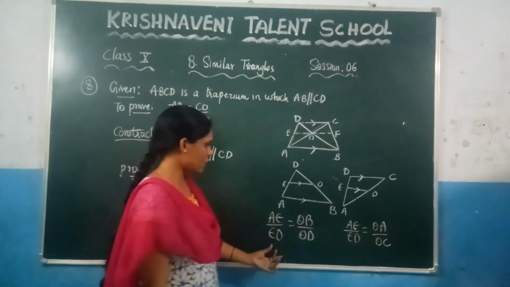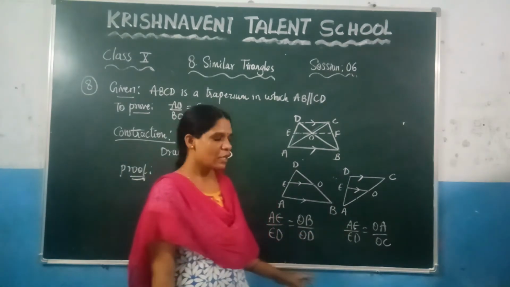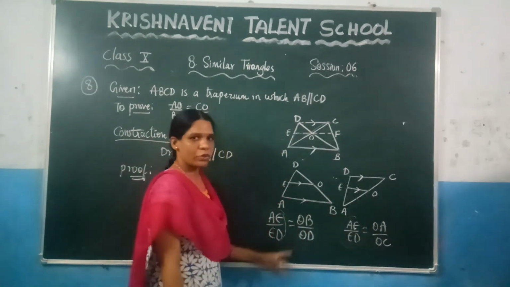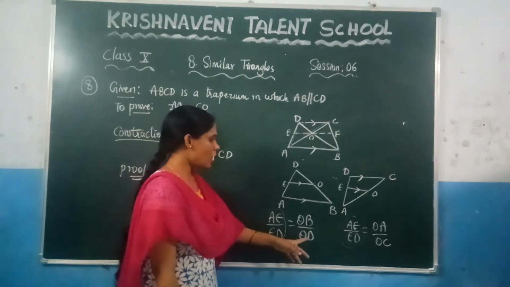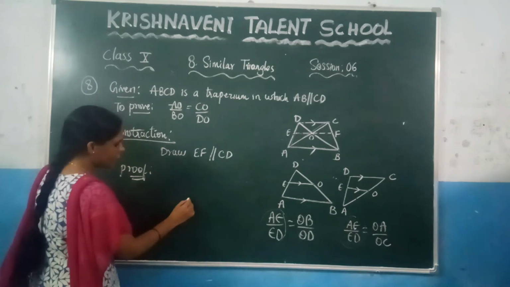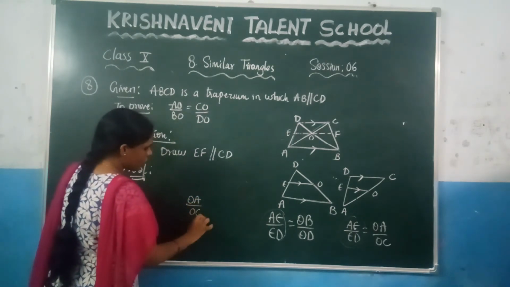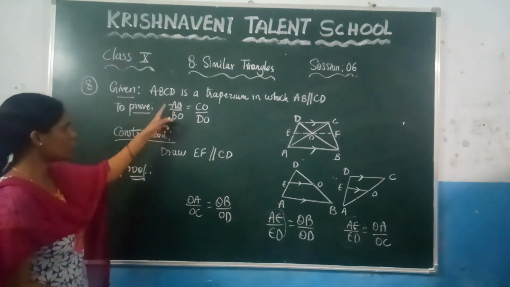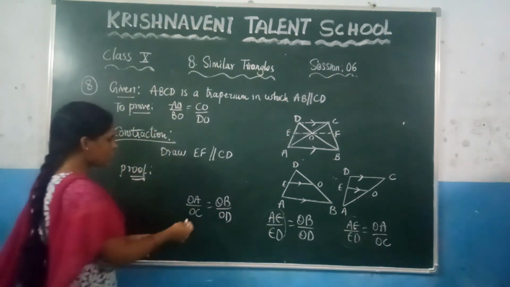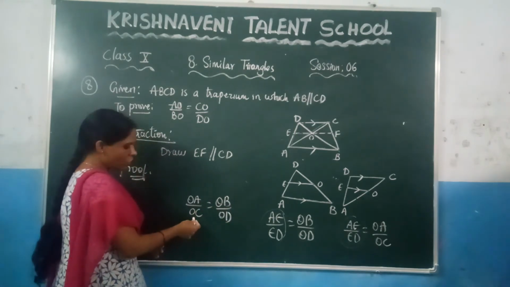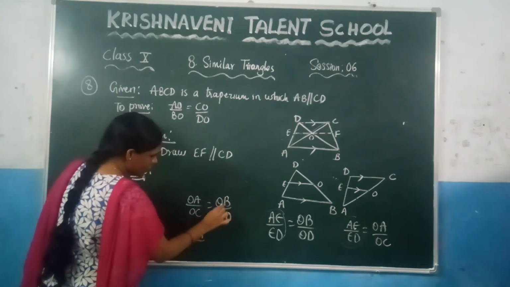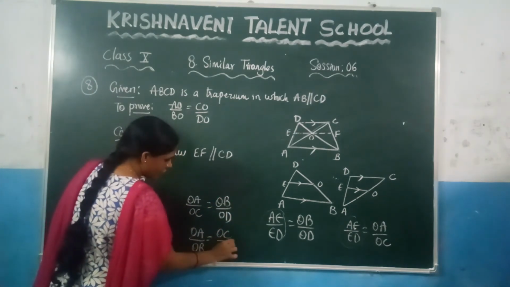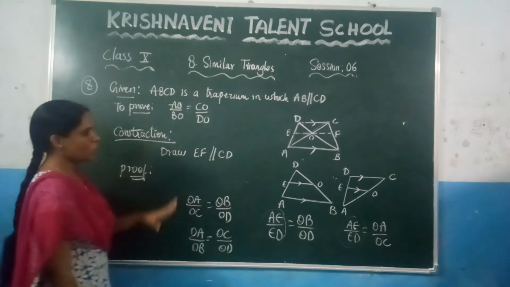So here you got one equation and here you got one more equation. Now you can observe that the LHS parts are equal, so you can equate the RHS parts. After equating the RHS parts, what will you get? OA by OC is equal to OB by OD. But what do we need to prove? We need to prove OA by OB, so just interchange these two places. So here you will get OA by OB is equal to OC by OD. This one you need to prove.